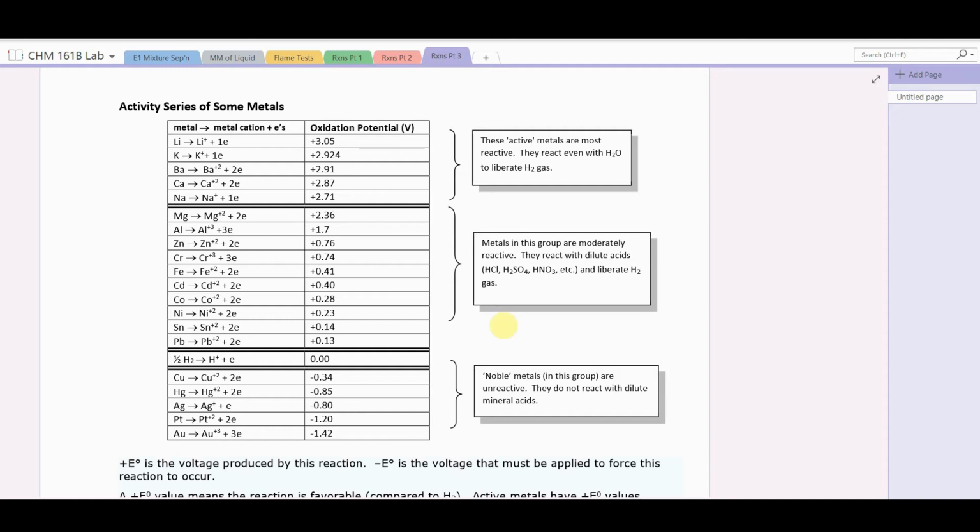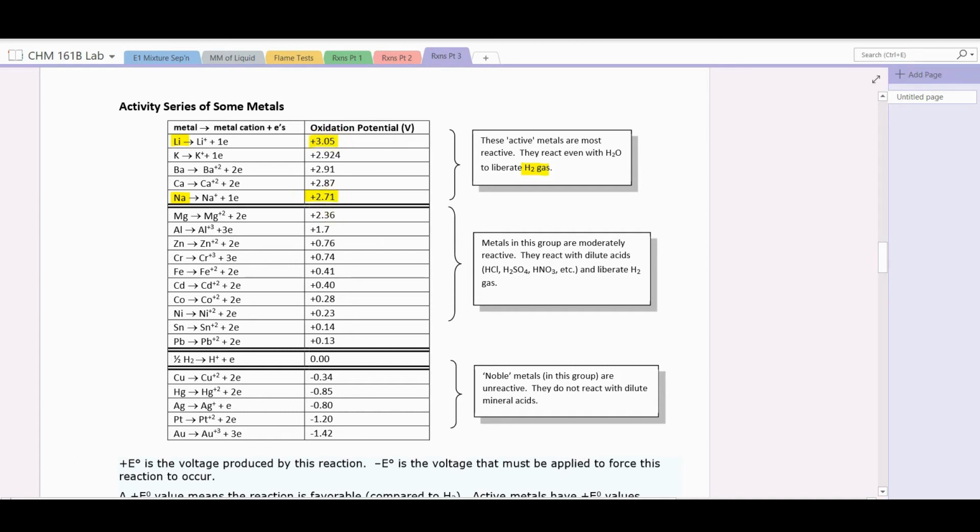Let's take a look at the reaction of sodium in water. And just like lithium, it will reduce water, liberating hydrogen gas and hydroxide ion. Looking at the activity series, you might think that sodium won't react as readily as lithium because lithium has a higher reduction potential compared to sodium.